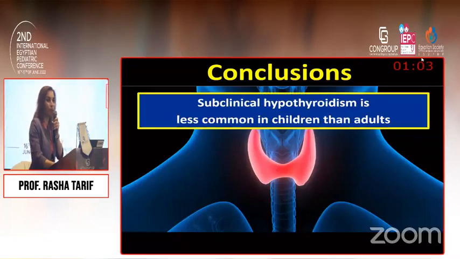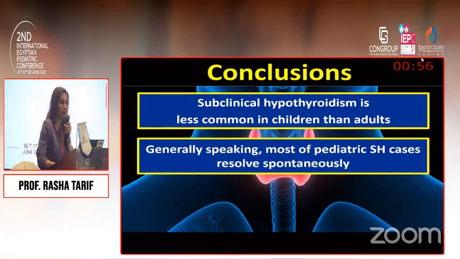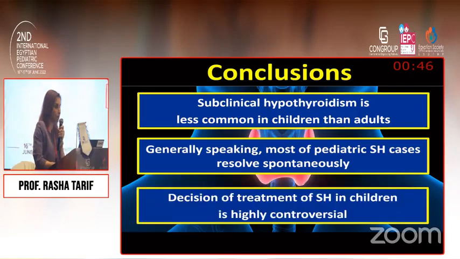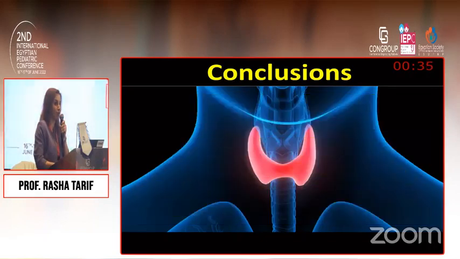Now, my final conclusions: subclinical hypothyroidism is less common in children than adults. Generally speaking, most pediatric subclinical hypothyroid cases resolve spontaneously, about 40%, which is a very good percentage. The decision of treatment of subclinical hypo in children is highly controversial. Even the big societies and guidelines did not put a clear cutoff.